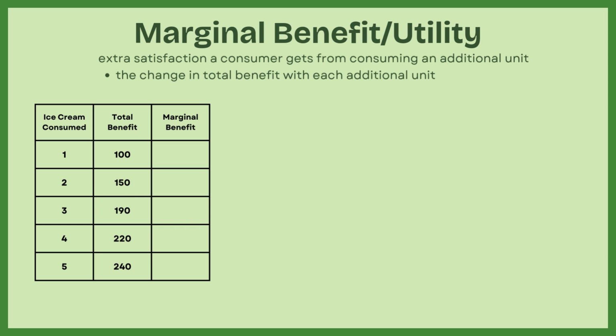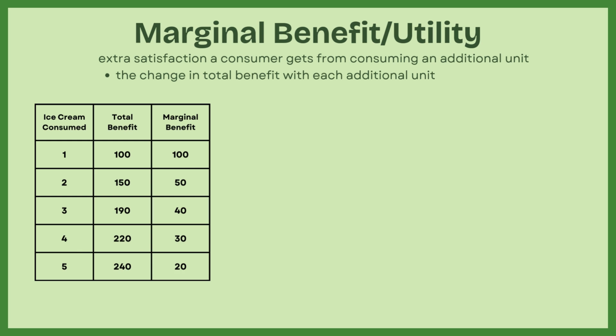additional unit. If you go from eating 0 ice creams with a total benefit of 0 to 1 ice cream with a total benefit of 100, that marginal benefit is 100. If you eat the second ice cream, your total benefit goes from 100 up to 150, and the marginal benefit would be 50. The third ice cream has a marginal benefit of 40. The fourth ice cream has a marginal benefit of 30. And finally, the last ice cream has a marginal benefit of 20.